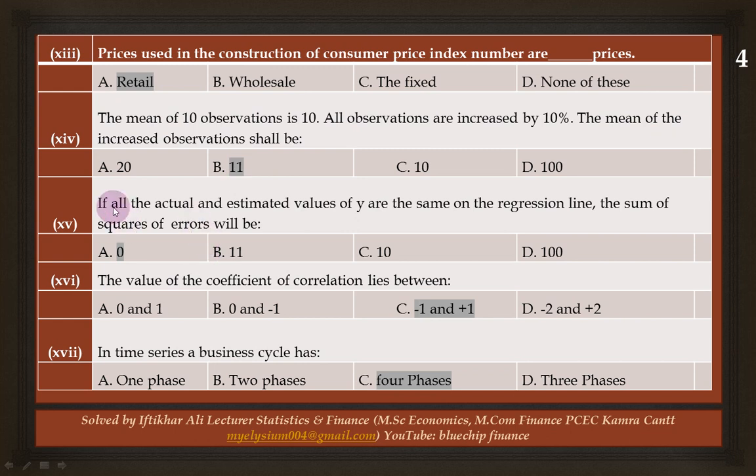Objective 15 is that if all the actual and estimated values of y are the same on the regression line, the sum of squares of errors will be 0. The correct option is 0. Objective 16, that the value of the coefficient of correlation lies between, it is the basic property of correlation that it always ranges between -1 to +1. So the correct option is C. Last objective, that in time series a business cycle has 4 phases. The correct option is 4 phases.